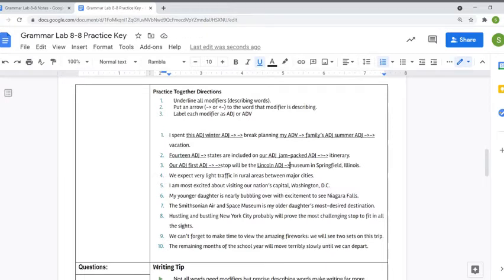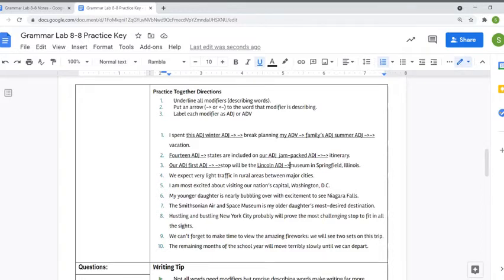Does Springfield describe Illinois, or is Springfield, Illinois a place? Well, I would say it's more of a place. It's kind of like first name, last name. Your first name doesn't really describe your last name. It's just part of it. So city and state, or city, state, and country, or city and province and country, that's all one place. It's all one name. So we'll treat those as a noun and not an adjective.